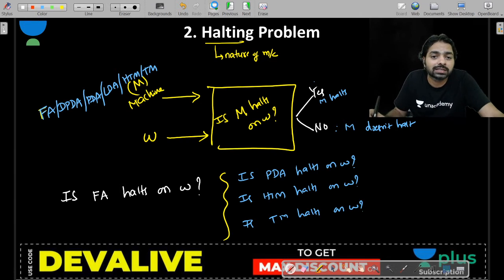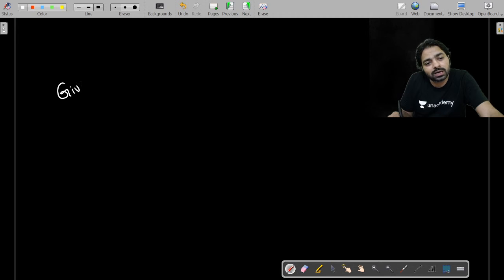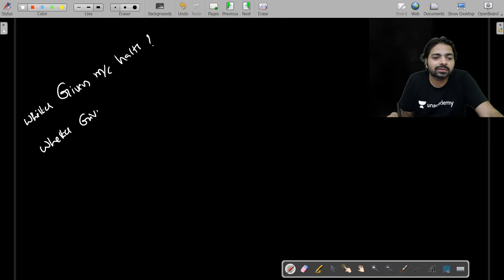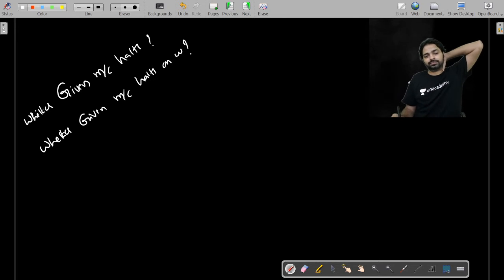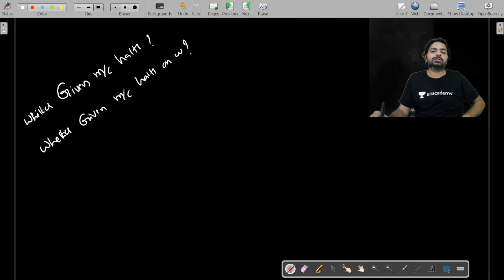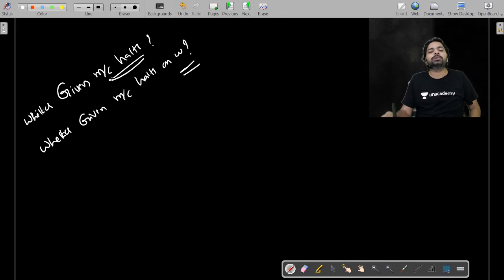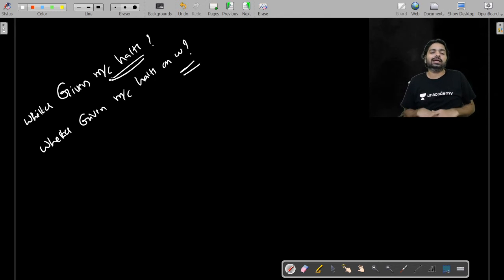Guys, two questions are very dangerous here. Whether the given machine halts, and whether the given machine halts on W, both are different, guys. A particular string is given here. In the first, it is only the machine's behavior: does that machine always halt? That's the meaning.